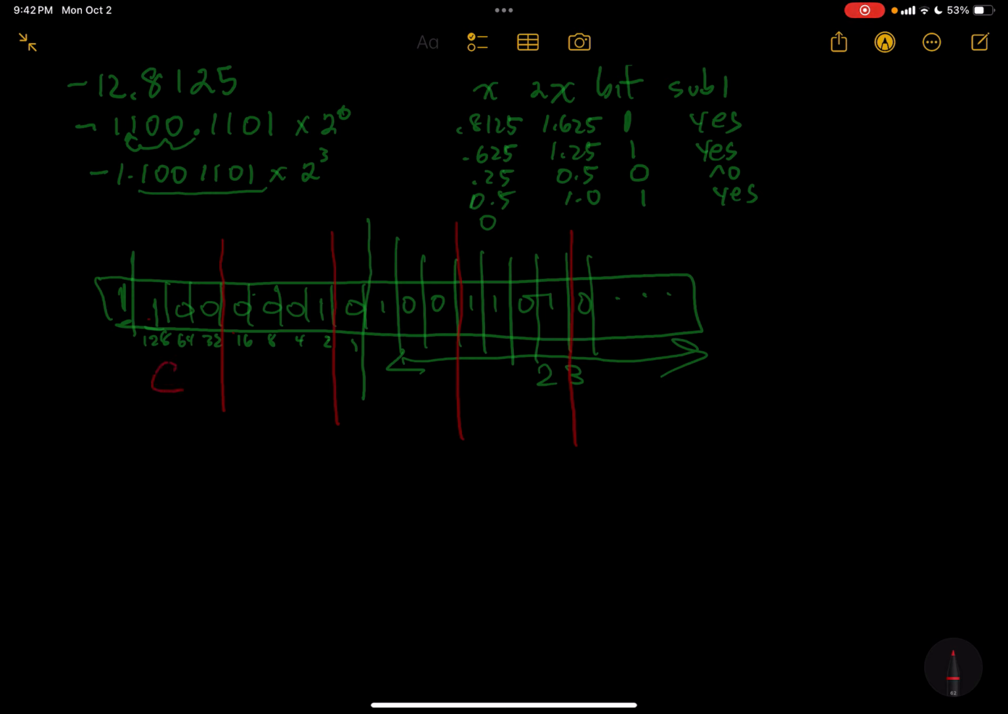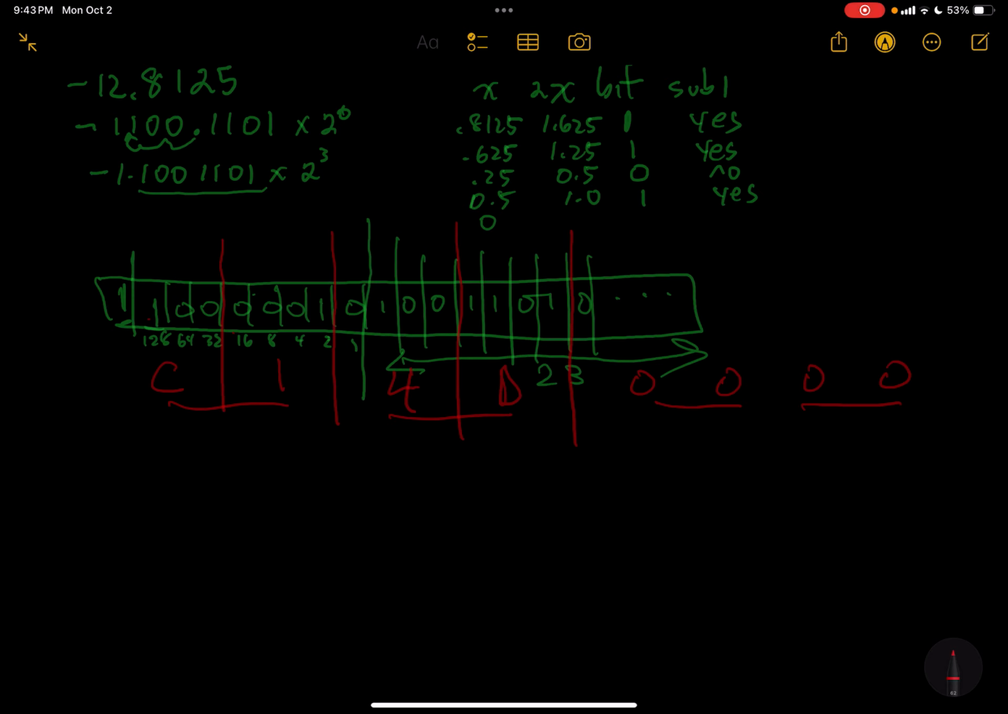0, 0, 0, 1 is 1. 0, 1, 0, 0 is 4. 1101 is D, and it's zeros past that. 0, 0, 0, 0. This is 1 byte, 2 bytes, 3 bytes, 4 bytes. We are done. Nice job.